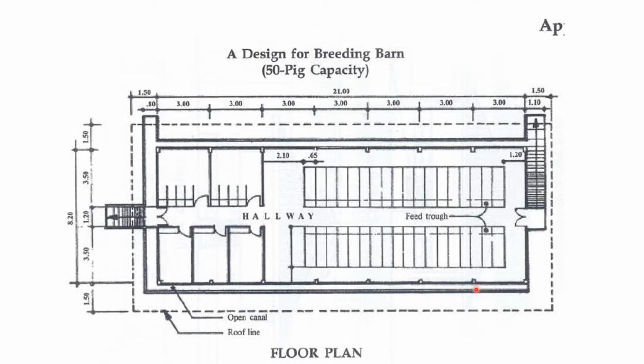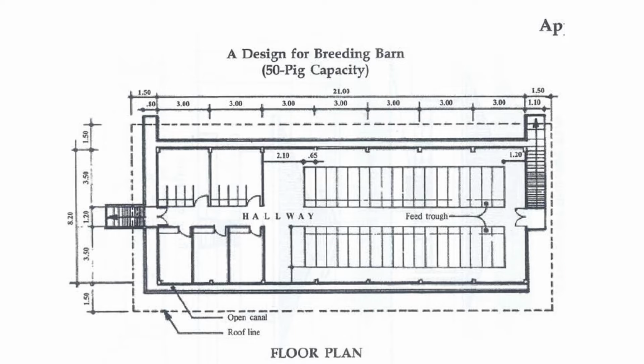Then in this part, you have the open canal, so that you still have proper waste disposal. The whole housing is 21 meters by 8.20 meters. So that is the size of the housing. This breeding pen has a width of 0.65, 0.65, 0.65. So that is its width.